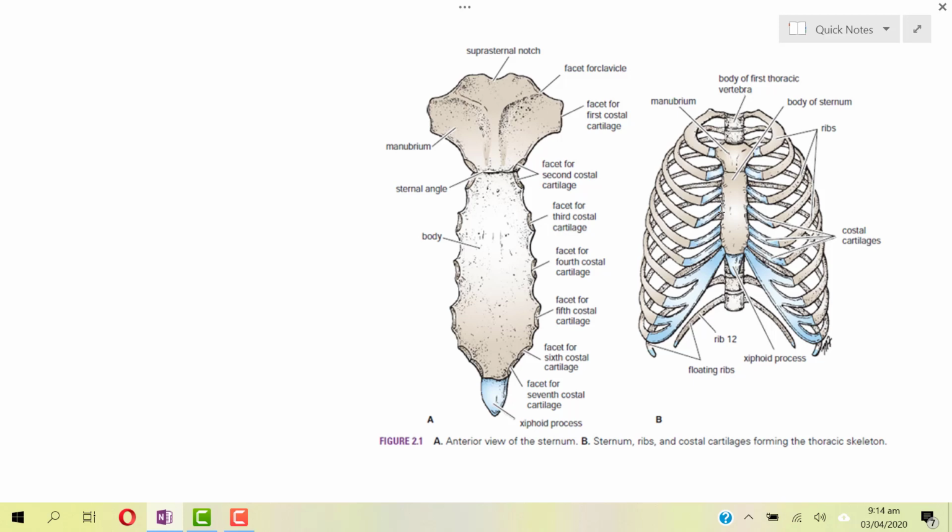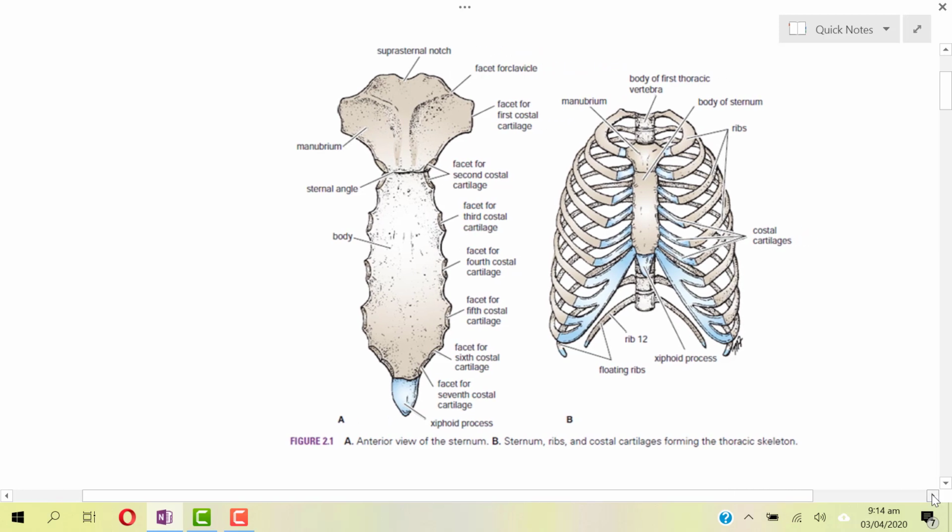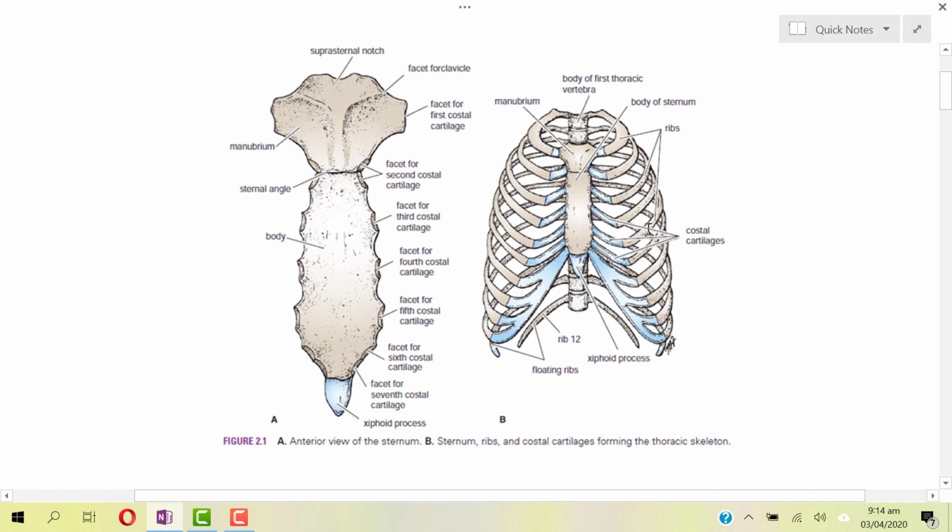Now, what will be the most common symptom present in rib fracture? There is severe localized pain at the site at which the rib is fractured. For example, if the fifth rib is fractured, there will be severe localized pain at this region, which shows that there is a rib fracture beneath it.